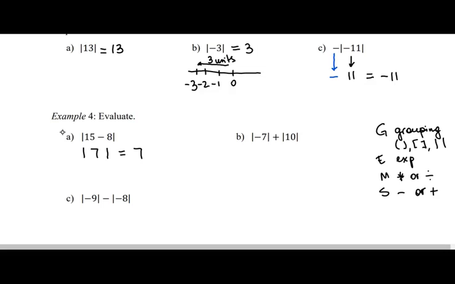So let's move on to part B. Here we need to take the absolute value of negative 7 and add to that the absolute value of 10. So the absolute value of negative 7. Again, ask yourself a question. How far away is this number from 0? A negative 7 is 7 units away from 0. So the absolute value of negative 7 is 7. How far away is 10 from 0? Exactly 10 units away. So the absolute value of 10 is 10. And now that I've evaluated my absolute values, I have 7 plus 10, which is 17.